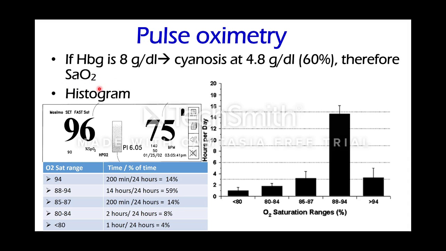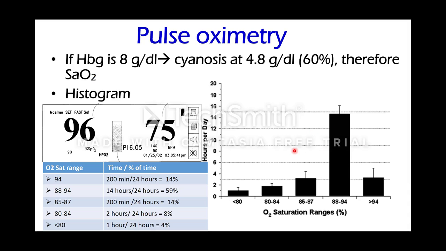A very important thing that we get by using a pulse oximeter is the histogram. A histogram is a graph or table that represents the percentage of time, from 24 hours or any period, spent in a certain saturation level. So for example, this child spent 200 minutes at a level of 94% saturation in the last 24 hours, which means about 14% of his time at this level. And about 60% he spent between 88 and 94% saturation. And likewise, he spent 14% at this level, 8% at this level, and 4% at this level.